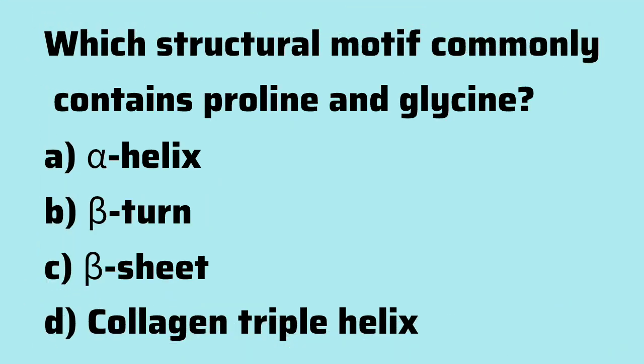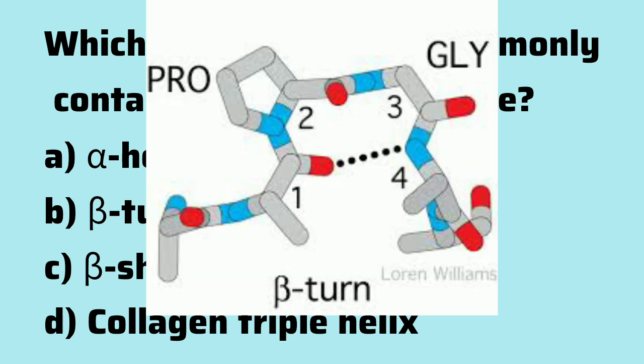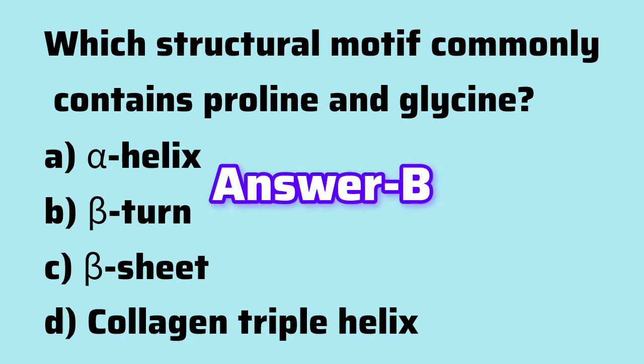Answer is B. Which structural motif commonly contains proline and glycine? Proline is a helix breaker, while glycine, because of its higher flexibility, destabilizes the structures. So these are not generally present in the common secondary structures like the alpha helix and the beta pleated sheet, but proline and glycine are present in the beta turn. So here the correct answer is B, beta turn.